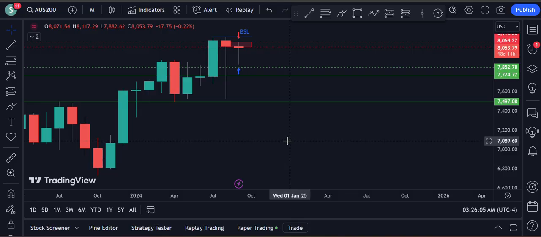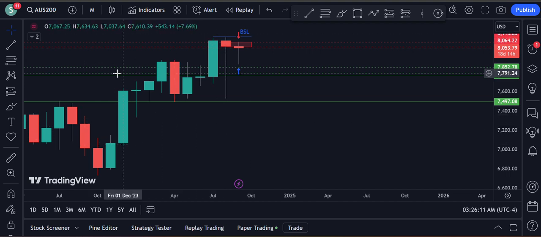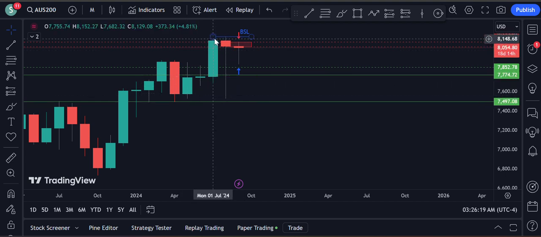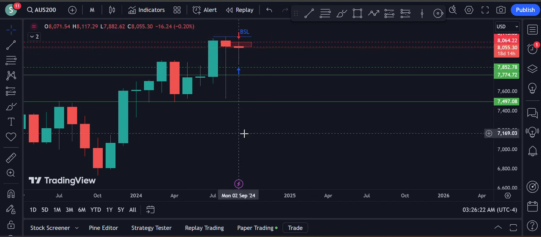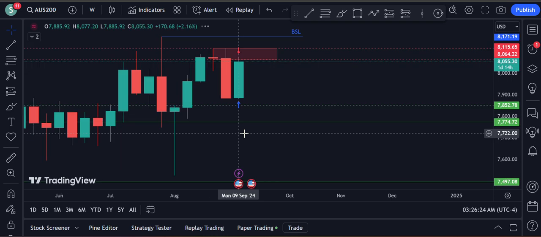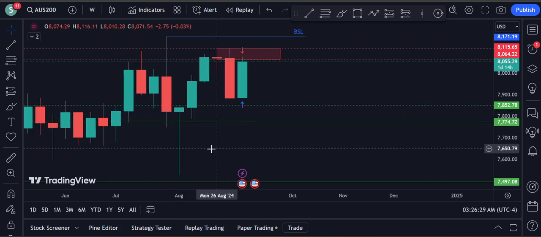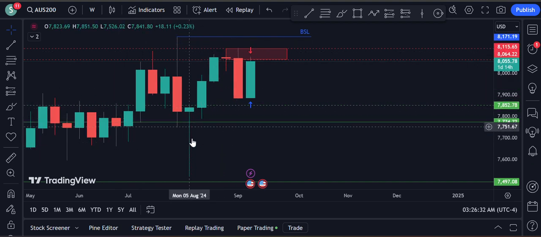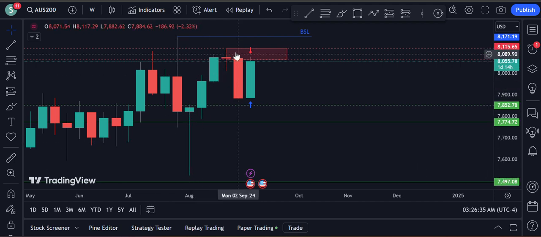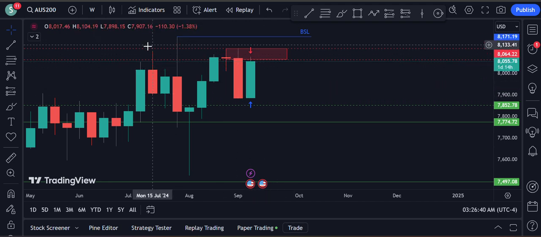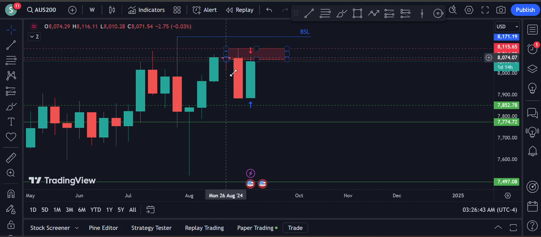Okay, so now we can see that AUS 200 is running from a monthly demand zone. Here we can see the monthly demand zone, and it was going up from that almost to the all-time high. So then we'll move to the lower time frame. What we see is that price went from the monthly demand zone till this point, and it started coming down. There's no weekly or monthly supply zone, still it's coming down.